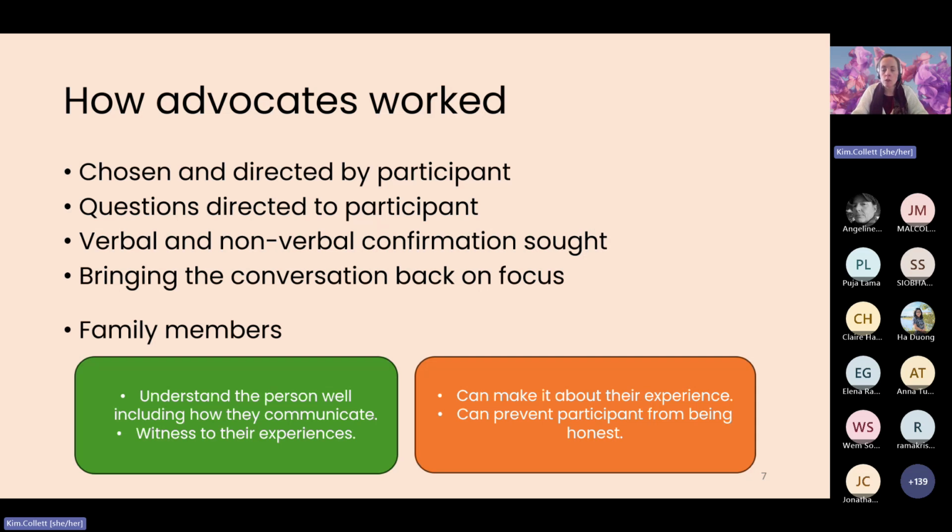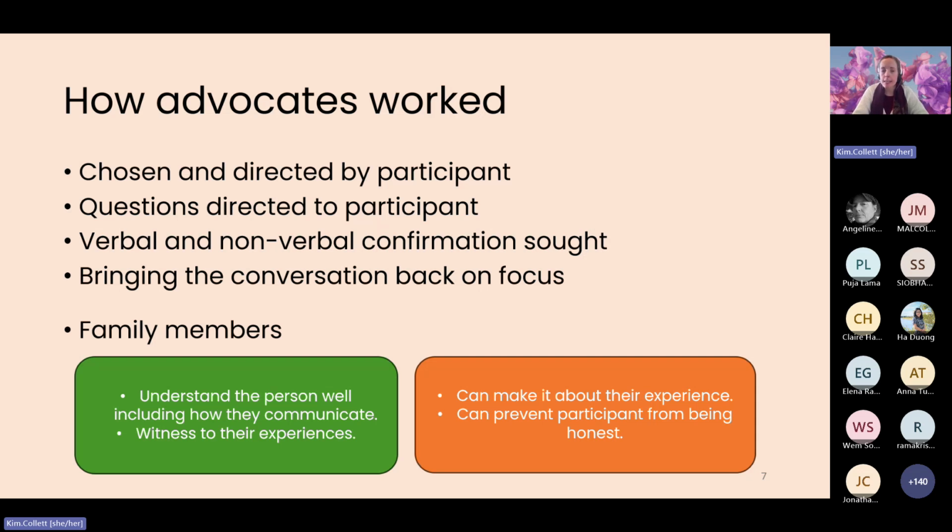But if I felt the conversation was diverting off into the advocate's experiences, then I would bring the conversation back on focus to the participant by adding in a different question or asking the participant what they experienced in whatever topic we were talking about. So like I said, both of the advocates that they chose were family members.